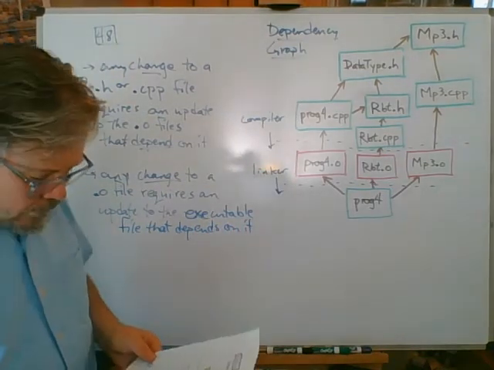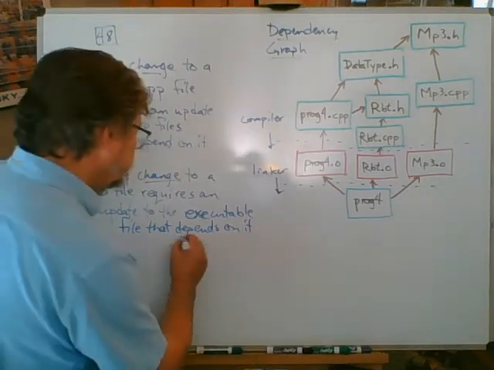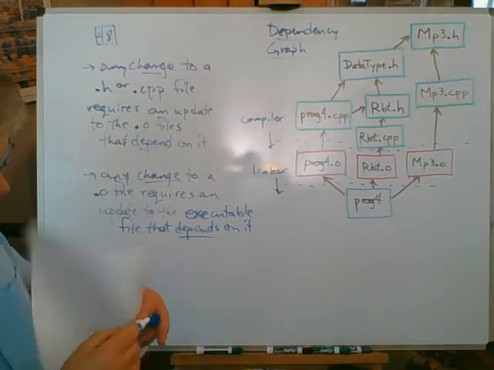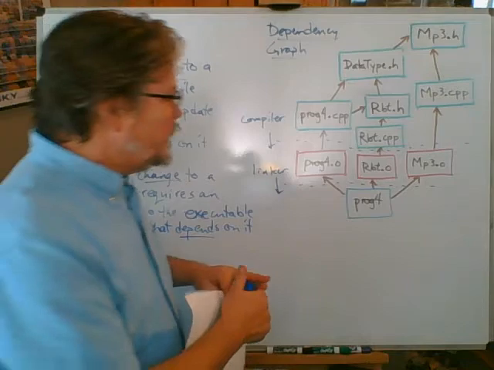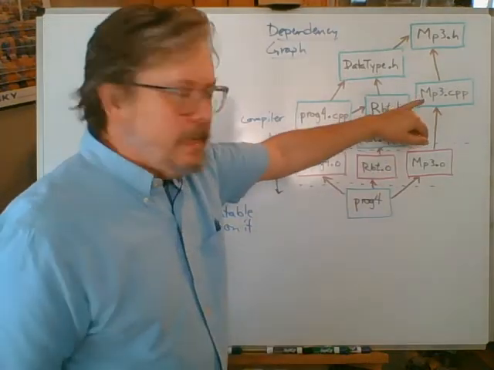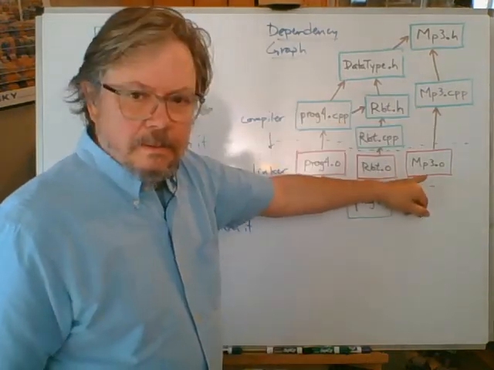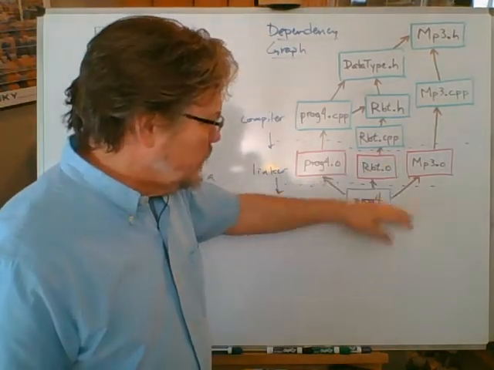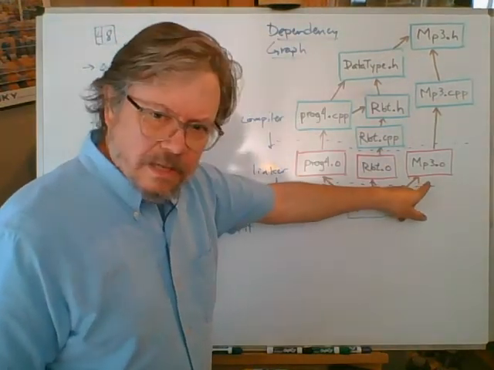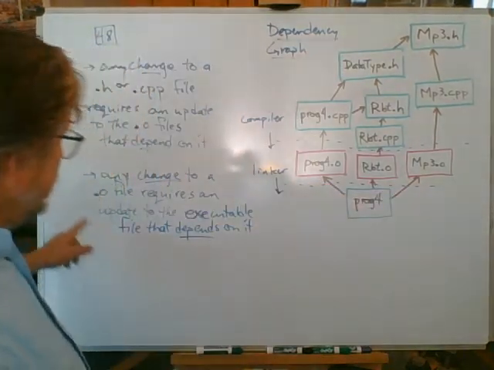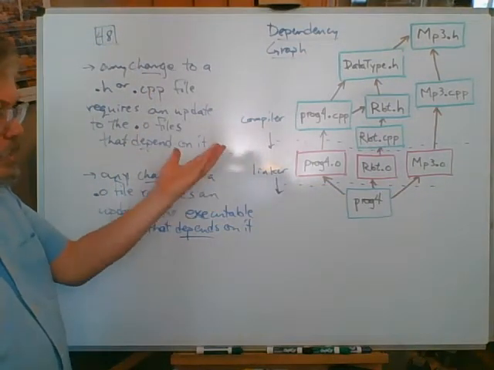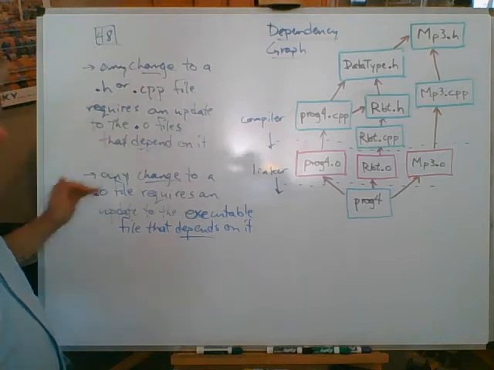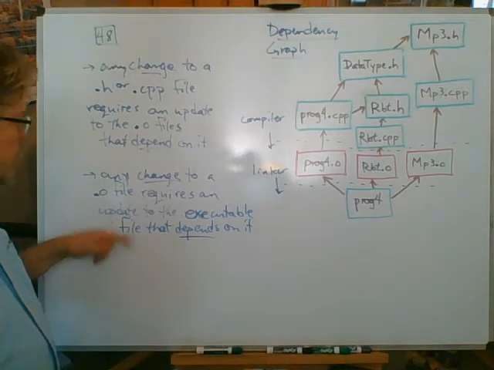Now, the second bullet point, you could think of that as a ripple effect. If I change my mp3.cpp, it means this is out of date. That's the first bullet point. I've got to update the .o file that depends on it. Oh no, look at this. The executable depends on that object file. So since that mp3 got changed in step 1 up here, now I've got to update my program for executable.